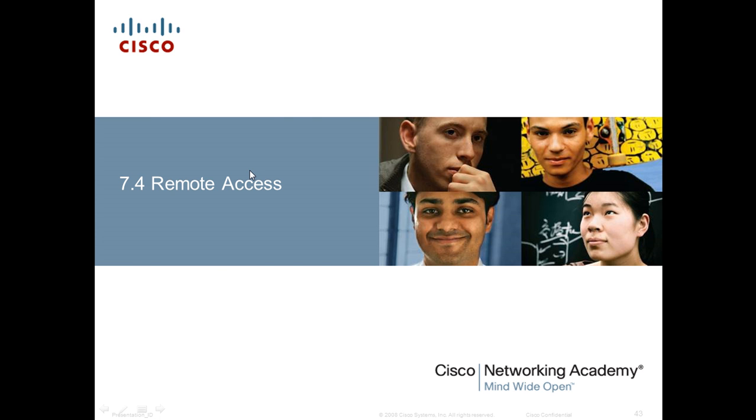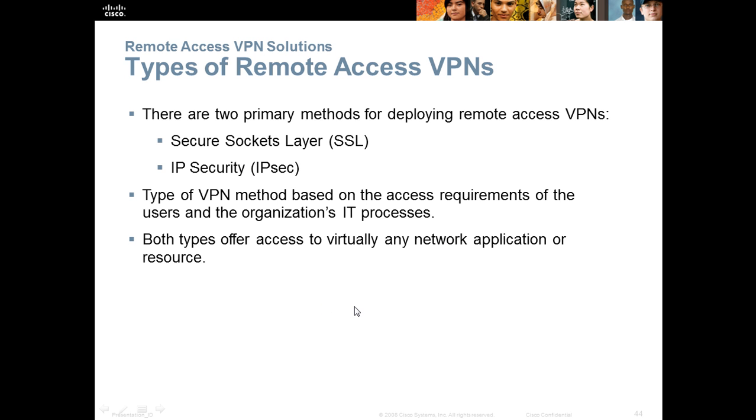Remote access. Remote access VPN solutions. There are different types of remote access VPNs. Two primary methods for deploying remote access VPNs are SSL, which is Secure Sockets Layer, and IPsec, Internet Protocol Security. The type of VPN method is chosen based on the access requirements of the users and the organization's IT processes. Both types offer access to virtually any network application or resource.